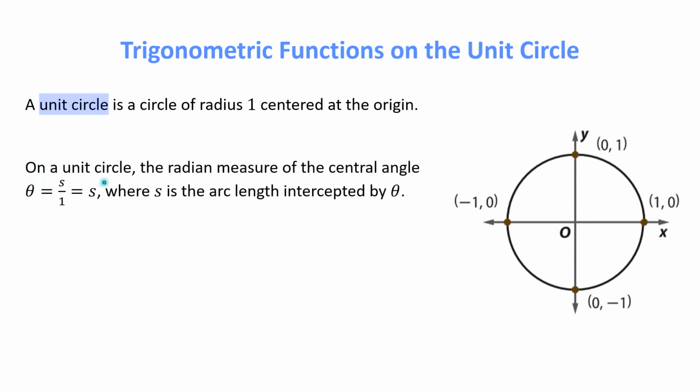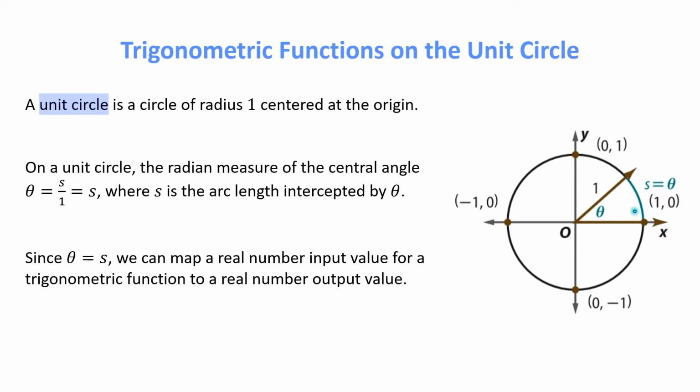On a unit circle, the radian measure of the central angle theta equals s divided by 1, which equals s. And here s is the arc length intercepted by theta. Let's demonstrate this visually. So here we have the angle theta. The radius is 1 because this is a unit circle. And in red we have the arc s. So this is the arc intercepted by the angle theta.